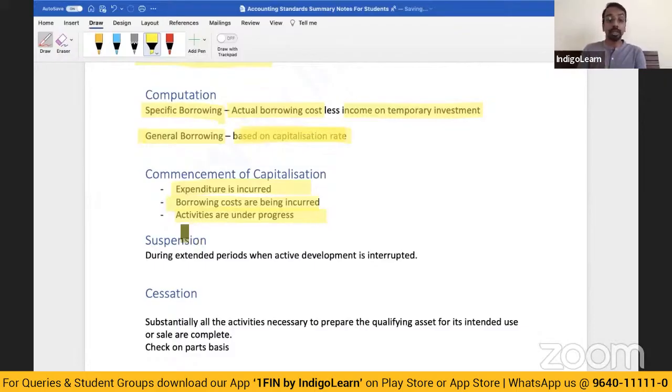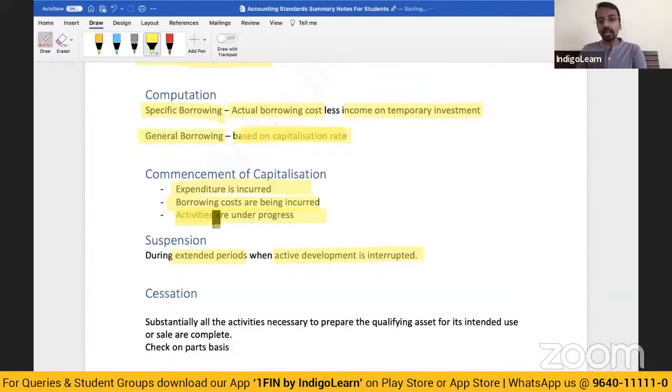When do you suspend? During extended periods when active development is interrupted. Meaning to say, let us say there is a qualifying asset, but because of some unforeseen reason, there is no activity happening. These activities are not under progress. Why? Maybe because of a labor strike, maybe because of material shortage. Now you see chip shortage happening, coal shortage happening, unknown, abnormal things which were not anticipated. Then in that case, if active development is interrupted, you will suspend the capitalization. So this happens in case where there is an inordinate delay which was not anticipated earlier.